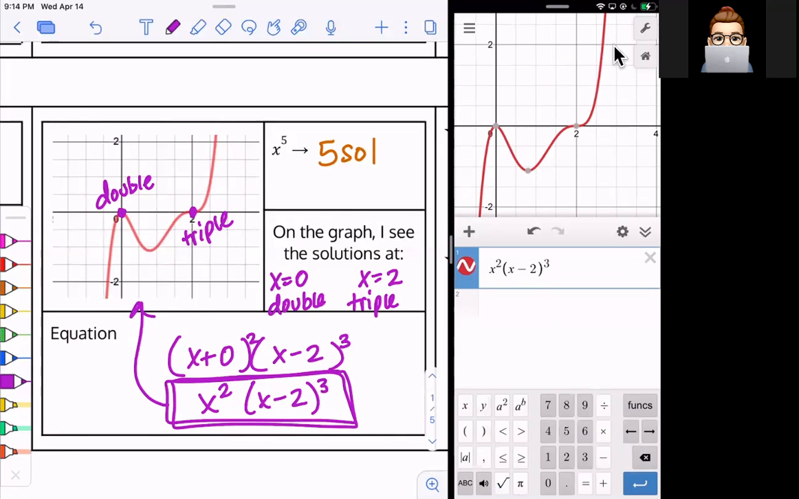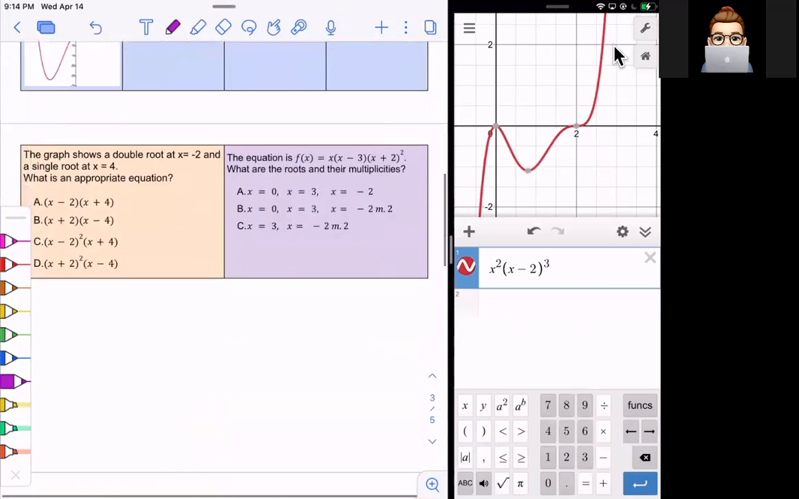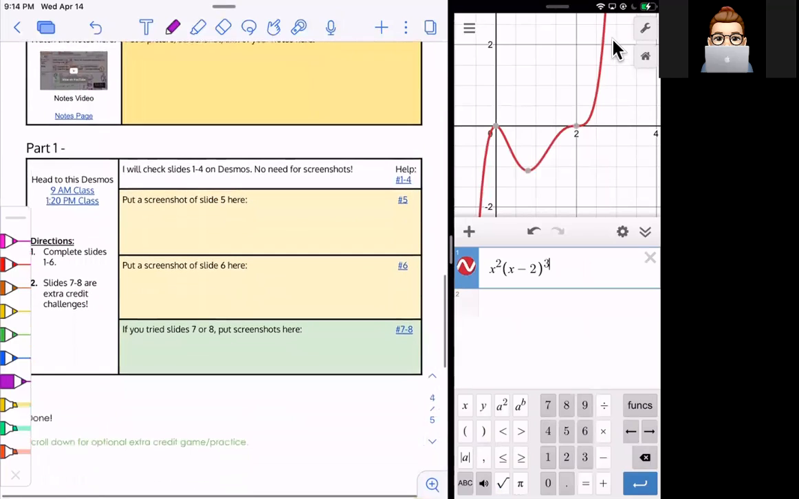Positive, headed up. Okay. So today you are going to have a Desmos. You're going to go ahead and click on the right Desmos for you. You have help videos for each of them available, and you are going to put a screenshot of slide 5 and a screenshot of slide 6, right? And then you'll be done.